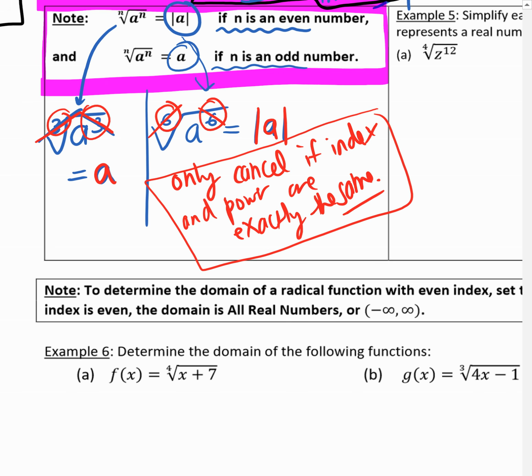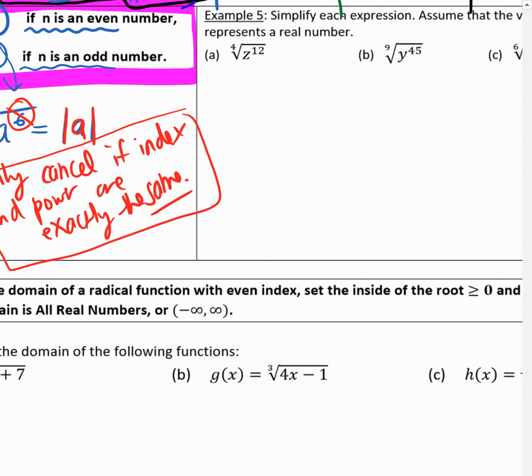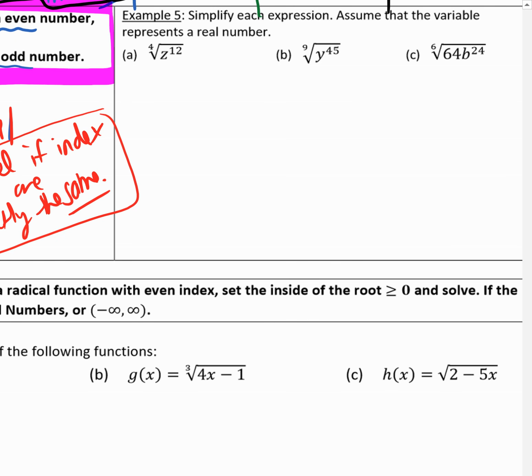If they're not, you have to manipulate it until they are. And we'll see that here in example 5. So notice in part A, I have a 4th root of z to the 12th. So that power and that index will not cancel yet. The only way they're going to cancel is if I see the index and the power being the same. Like say if it was a fourth root of something to the fourth power.